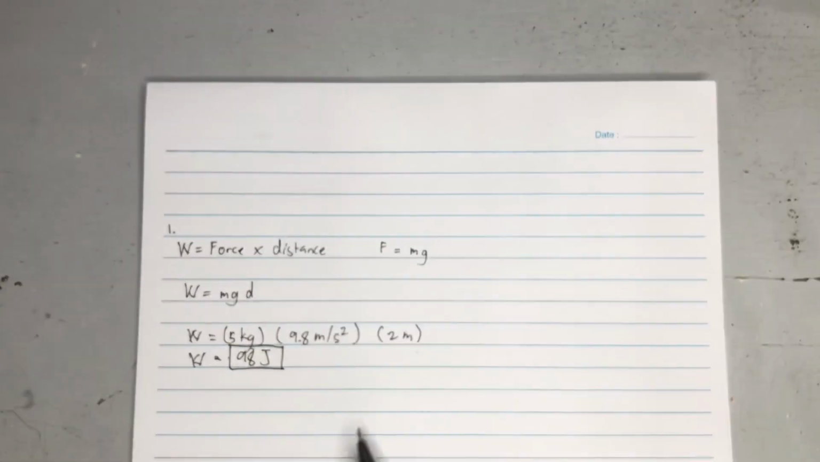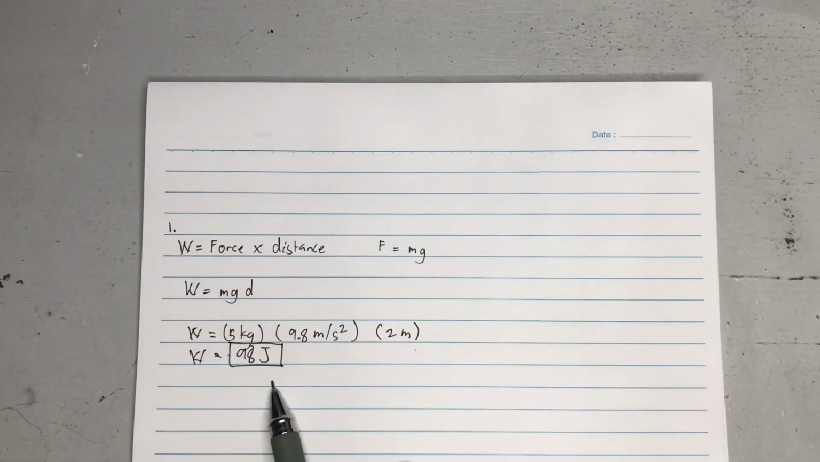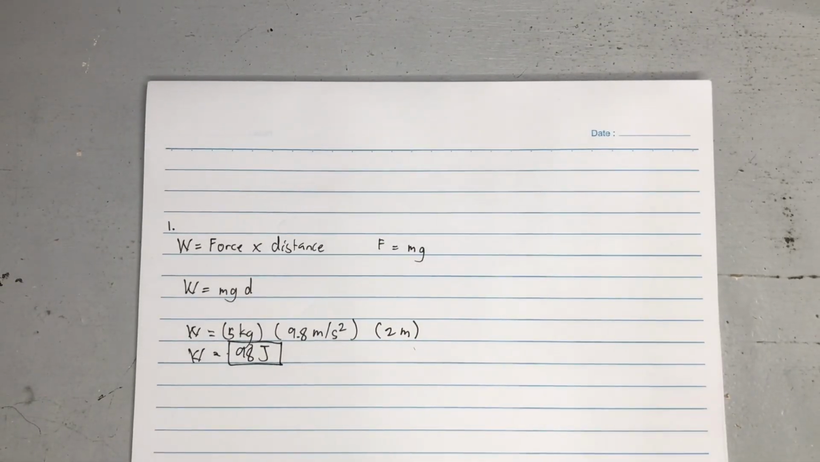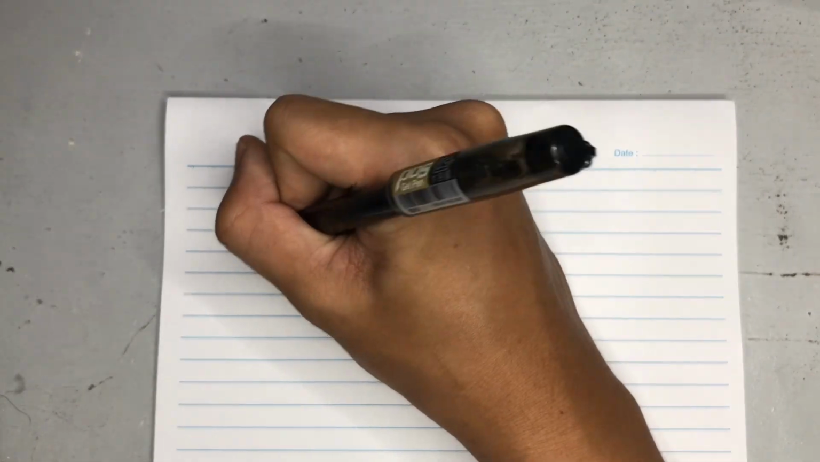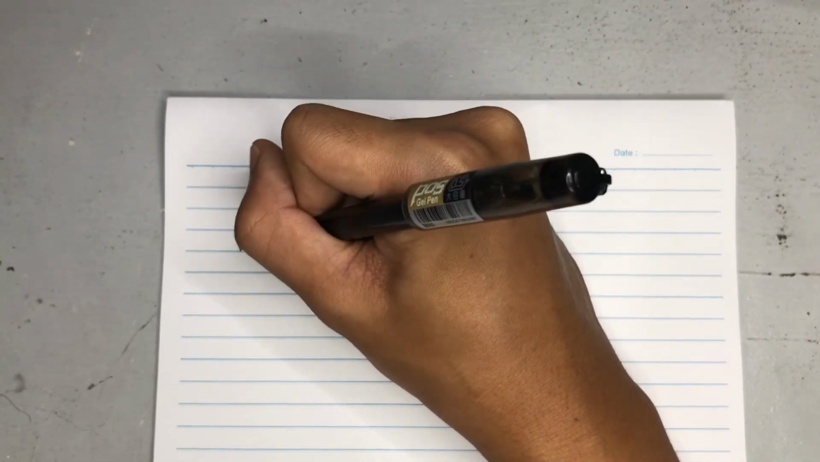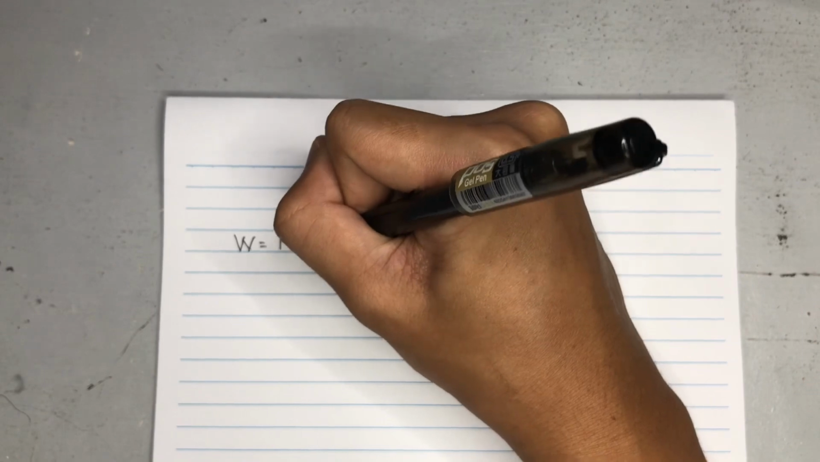So ganun lang kadali mag-solve guys. So may follow-up question pa. The follow-up question is how much work is required to lift a 30 lb box 4 feet off the ground. So ganun din yung gagawin natin guys. Work is equals to force distance.